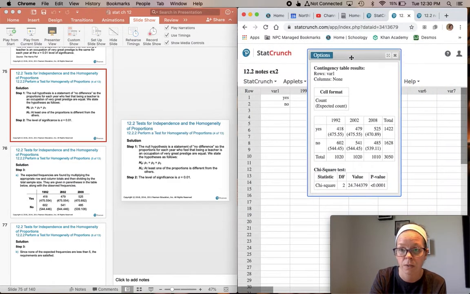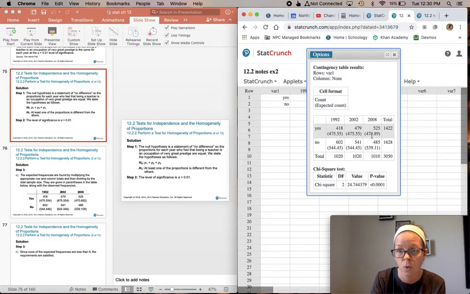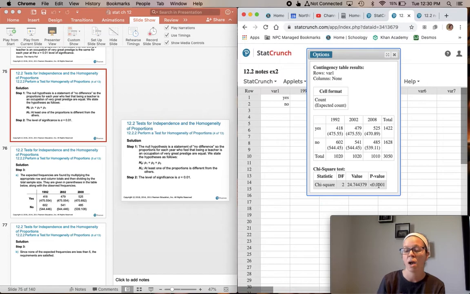All right, so it gives me the expected counts here, how many I would have expected for each of these. And it gives us our chi-square here. It also gives you your degrees of freedom. So the chi-square is about 25. P-value pretty much 0, which means even at that 1% level that we were testing, we do have to conclude these are dependent. There is a difference in these proportions.